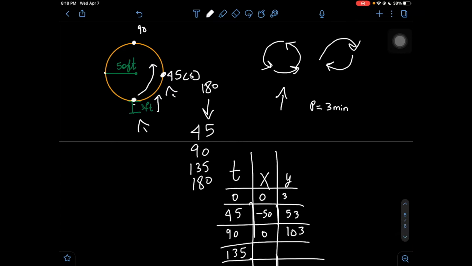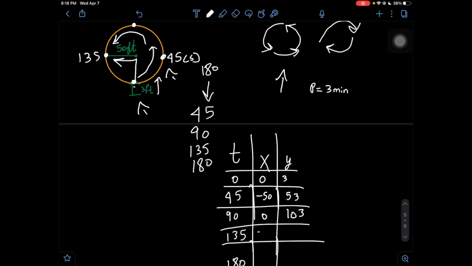Well, 135 is right here. So 135 at x, we know that we move left. Well, since it's a counterclockwise direction, that is going to be our positive. And since we know our radius is 50, we know that we are still at origin, but then we moved left 50. So we moved left to the edge of the circle to 135. That means we traveled 50 in our x direction, and it's positive since it's going left.